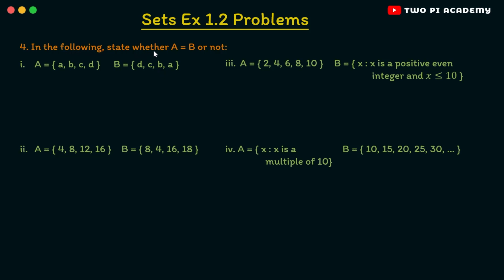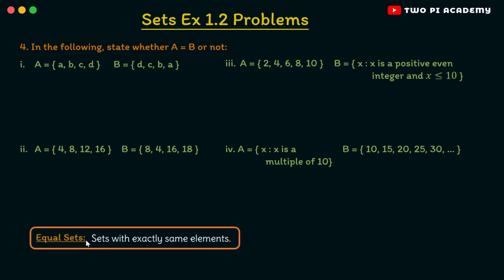In the following, state whether A is equal to B or not. So here equal to refers to equal sets, which are sets with exactly same elements. Otherwise they are unequal sets. So here exactly same elements does not mean just the number of elements. It means the elements themselves should also be the exactly same. So let us try to understand with this problem.